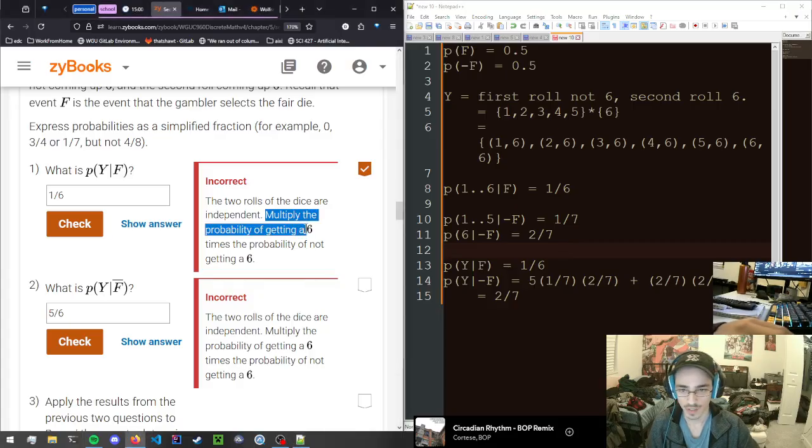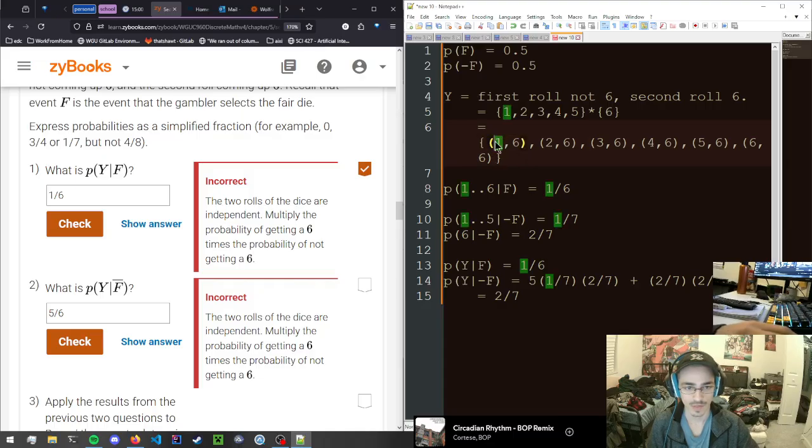Multiply the probability of getting a 6 times the probability of not getting a 6. I think I did that, right? This is 1/7. This is 1/6.